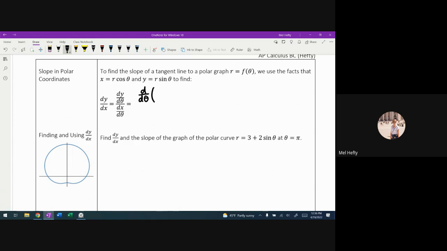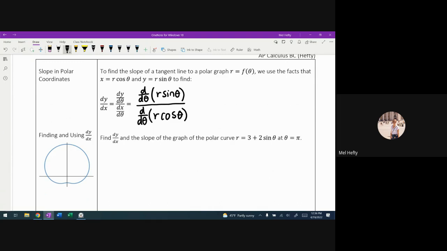All right, flip back to the front page and look at this little cute chart we made here and tell me what y is equal to. R sine theta. Now, the sine theta will always be the same. The r will change depending on the graph given in our problem. All right, what does x equal? r cosine theta.